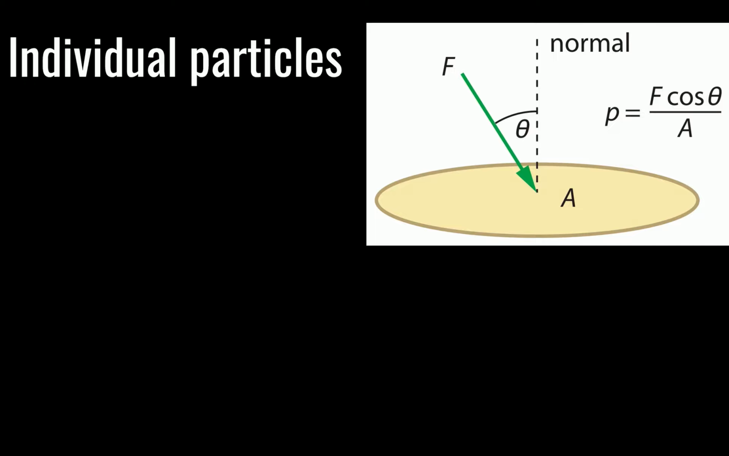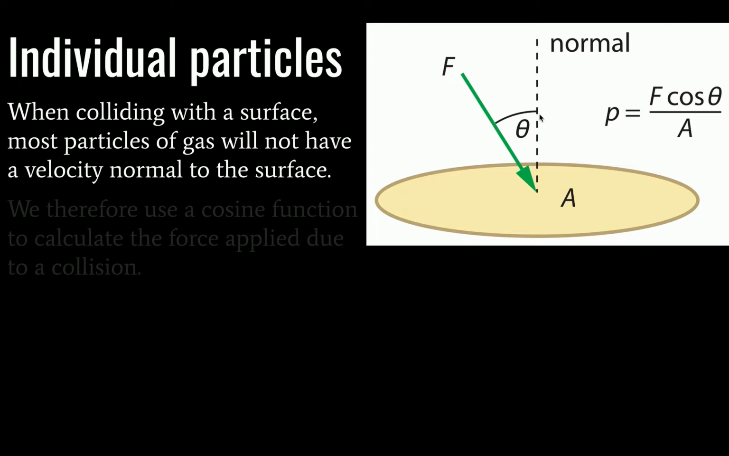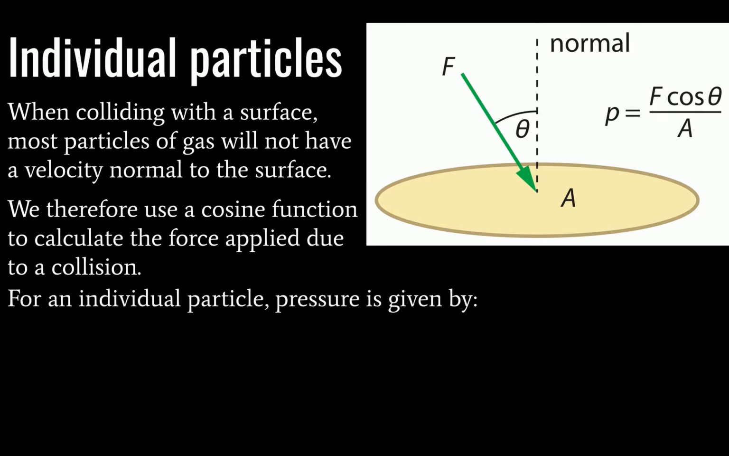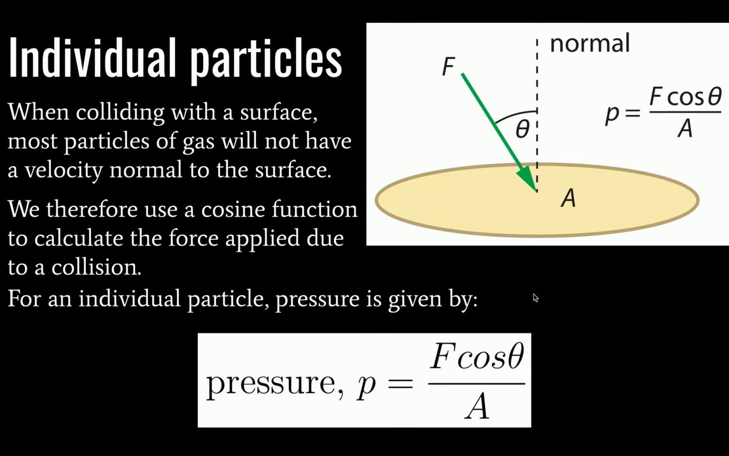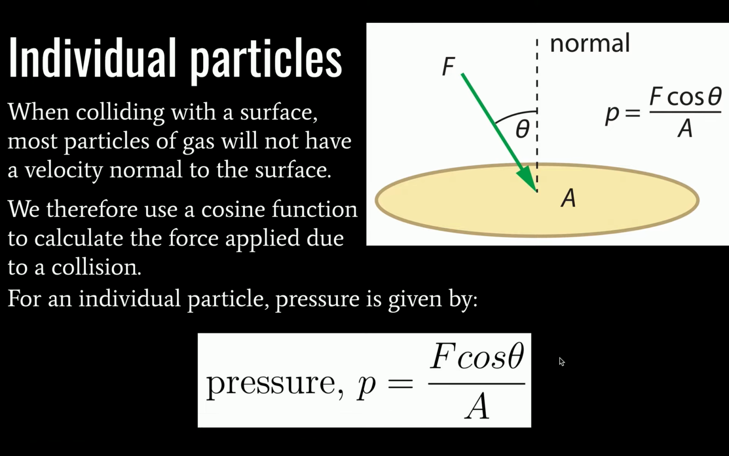If we're talking about individual particles, then we would want to consider this diagram, okay? So when we have a collision with a surface, most particles of our gas are not going to be normal to the surface, okay? So what that means then is we have to use a cosine function to calculate the force applied for a single particle, okay? So for a single particle, pressure will then be given by P is equal to force times cosine of theta divided by the surface area.